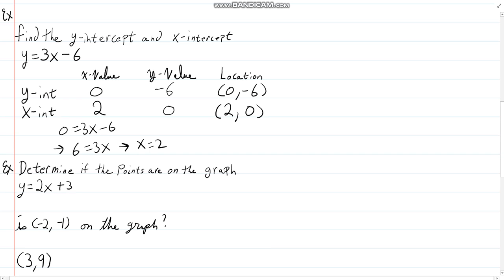All right. Again, that's how you can find it without even graphing it. Of course, you can graph it, but you don't have to. You can just plug in 0 for the respective variable, and you're good.